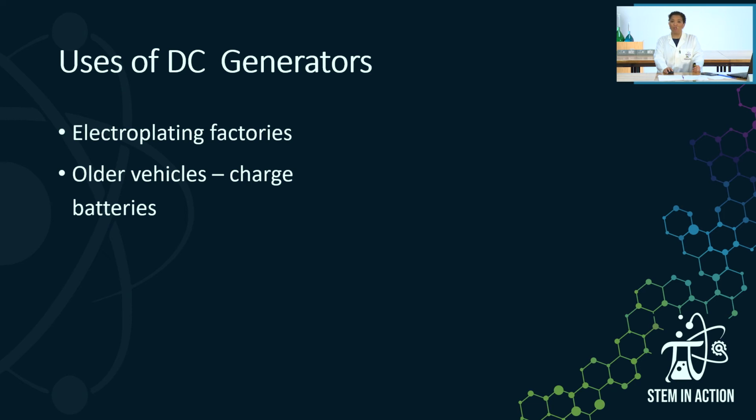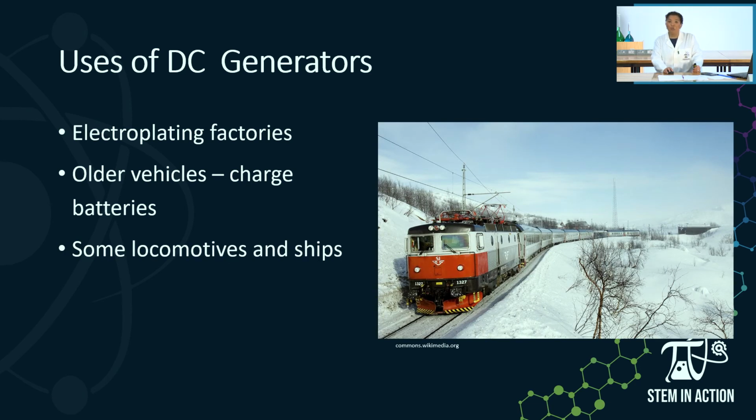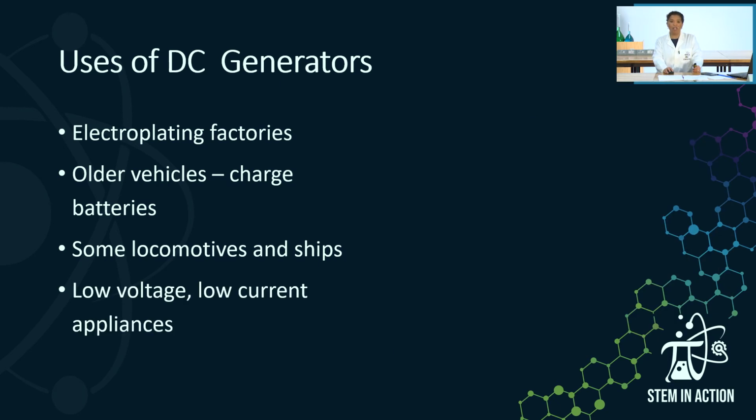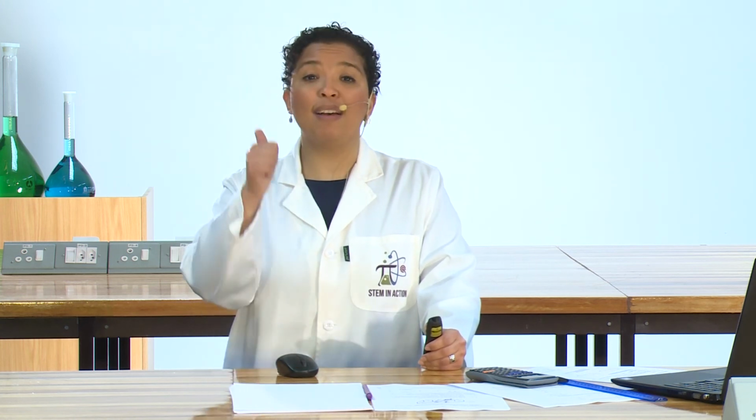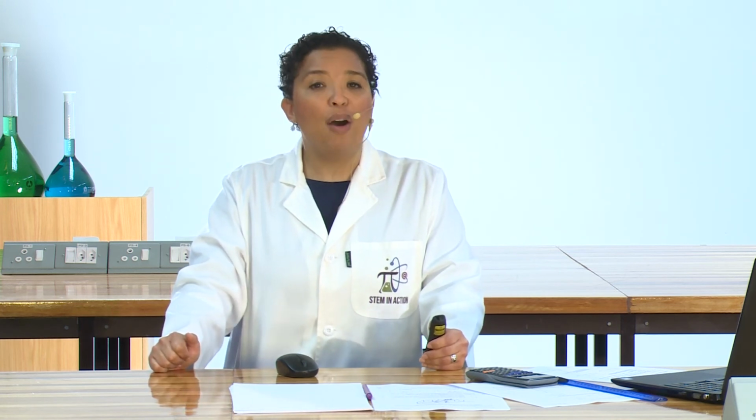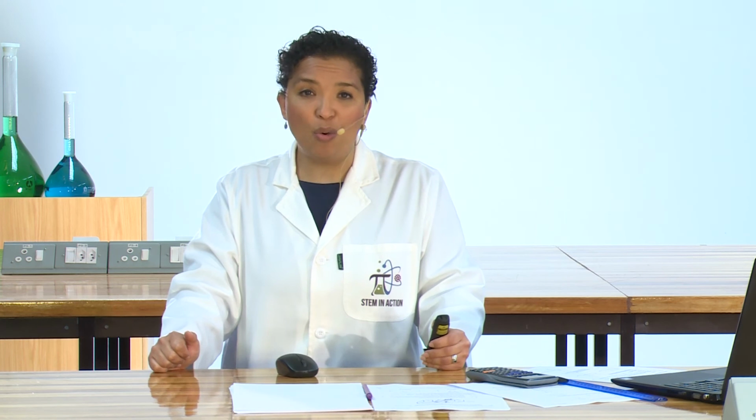Older vehicles also use DC generators to charge batteries, and some locomotives and ships would also use DC generators for power. And then low voltage and low current appliances use DC generators. So right, grade 12s, we are now in a position where we have covered both AC and DC generators. So let's go see how they are assessed in a test or an exam.